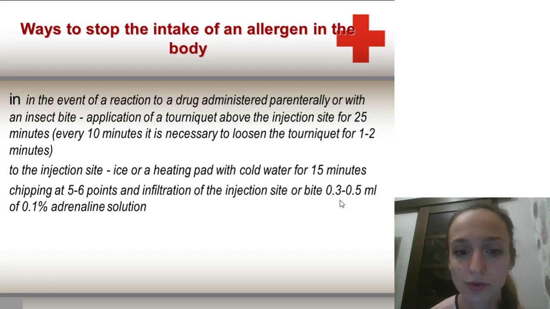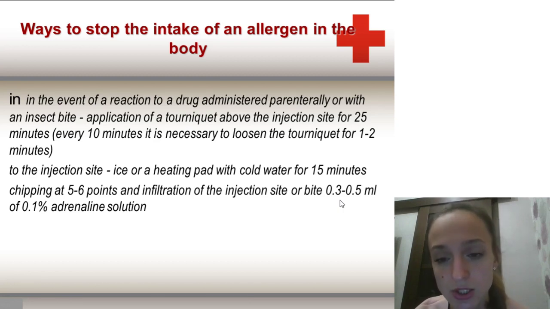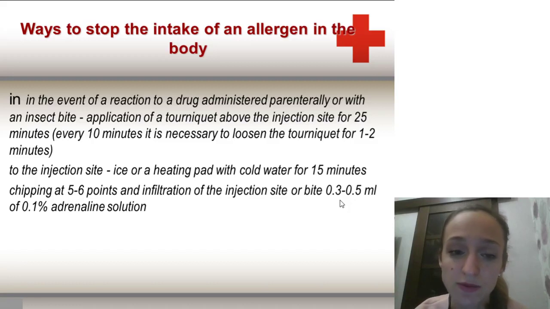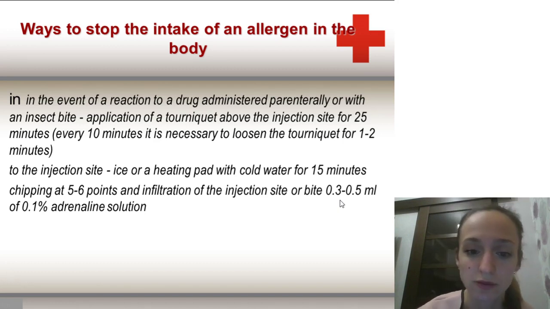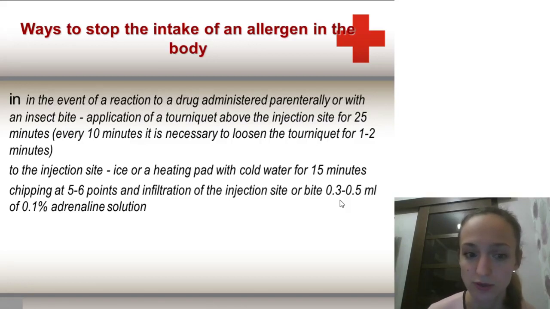In the event of a reaction to a drug administered parenterally or to an insect bite, apply a tourniquet above the injection site for 25 minutes. Apply ice or a heating pad with cold water to the injection site for 50 minutes, chip at 5-6 points, and infiltrate the injection site or bite with an adrenaline solution.